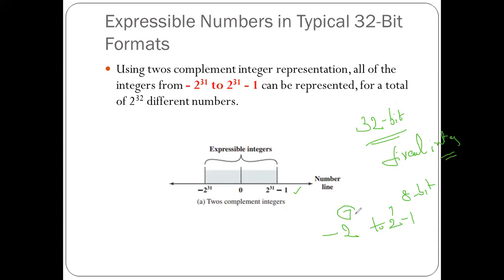Why did we get 7? Because the most significant bit is the sign bit. Only the remaining 7 bits are used for magnitude calculation. So similarly here, in 32 bits, 1 bit is the sign bit and the remaining 31 bits represent the magnitude. So the range of values is minus 2 power 31 to 2 power 31 minus 1. These are the expressible integers in fixed point notation, 2's complement integers.